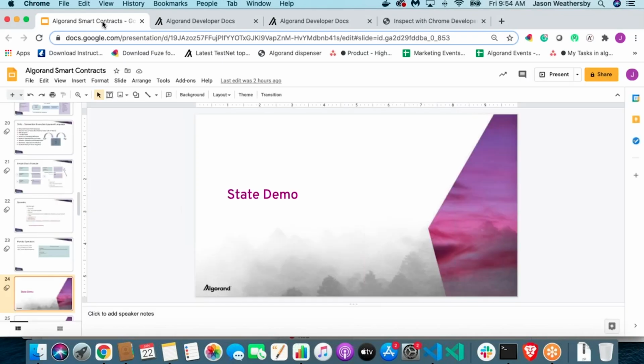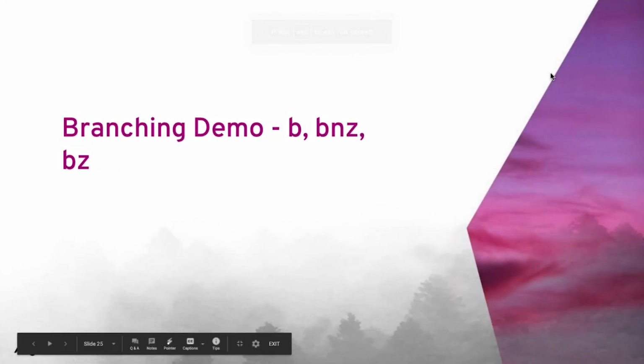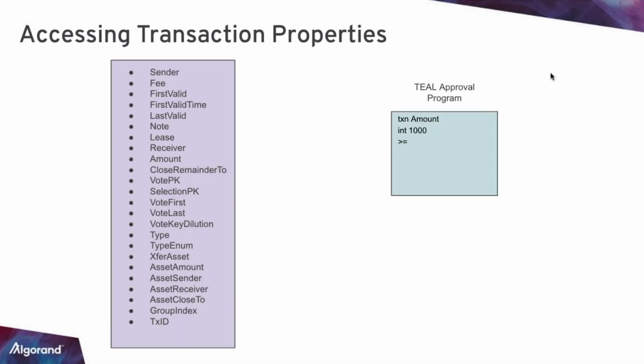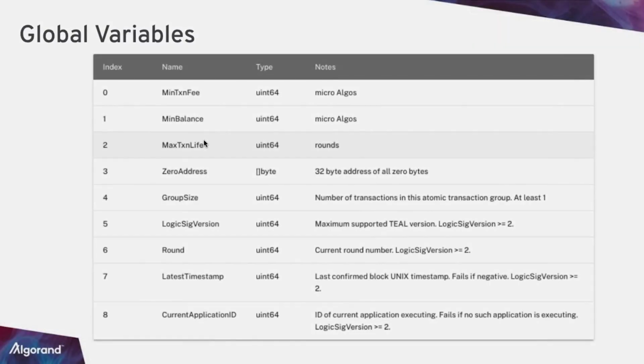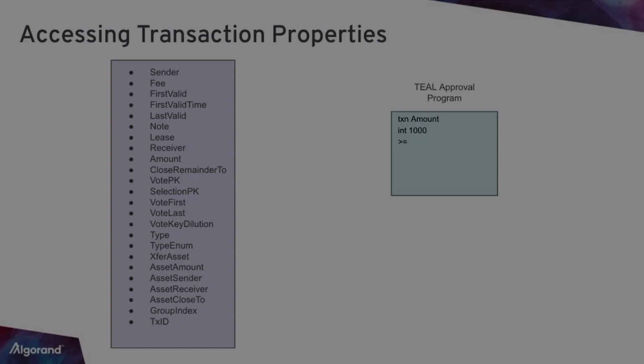All right, and I showed you the state demo. I also showed you the BNZ and BZ functions, or at least discussed them. Let's talk a little bit about that. These aren't all the properties in the transaction because there are some that I actually missed under my list here, but these are the types of transaction properties that you have access to. All you gotta do is type in TXN and then the property that you want. And in this case, I'm just saying transaction amount is greater than or equal to 1,000 microalgos.